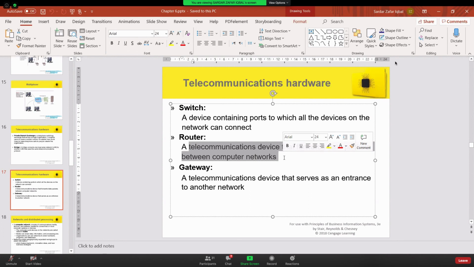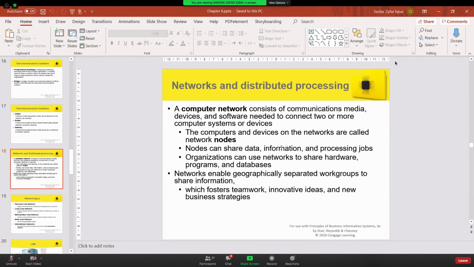For example, the university, I want to connect my university with King Saud University. So how can we connect? We need a router between them. Okay, and the gateway also. It is a telecommunication device that serves as an entrance to another network. So this is the gate. This is the door of the network. You must know this to connect with another gateway, to another network. Okay.